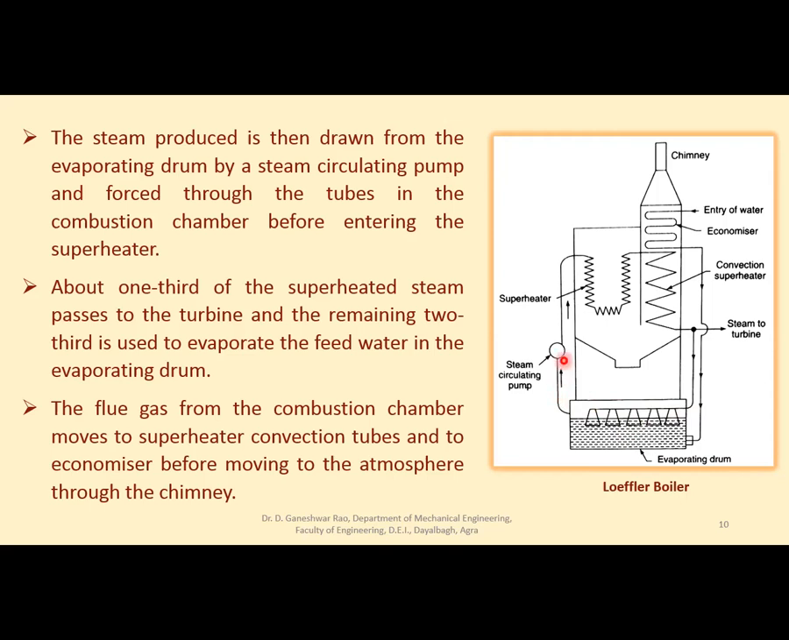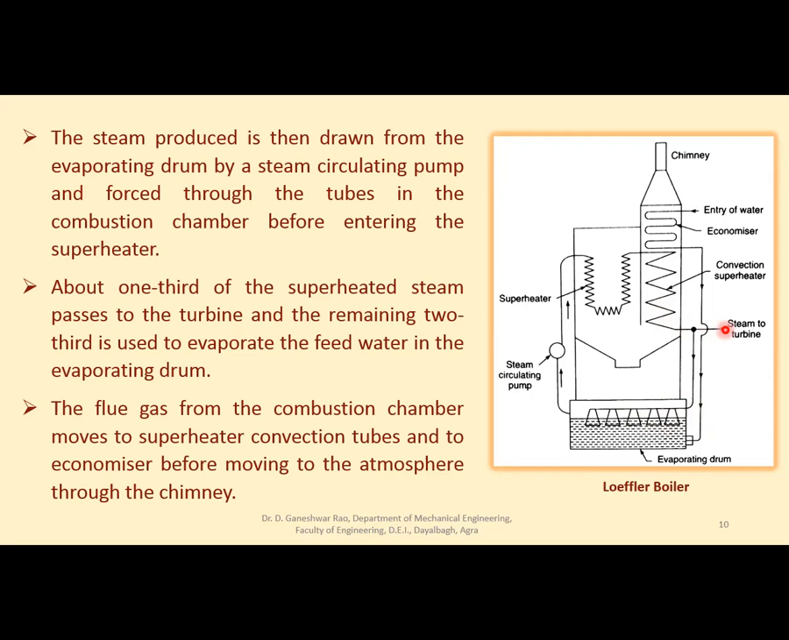And that steam through this steam circulation pump enters this radiating superheater, where the furnace gases are passing over these tubes. After heating, those gases will move over this convection superheater, and through this radiation superheater, gases will pass, and due to the radiation, this steam gets superheated. Again, in the convection superheater, its temperature is raised, from where it passes to the steam turbine. But before passing to the steam turbine, it is divided into two parts. 2/3 of it goes into the evaporating drum to convert the feed water into steam, and only 1/3 of it goes to the steam turbine or steam engine or any other application wherever it is needed, right?